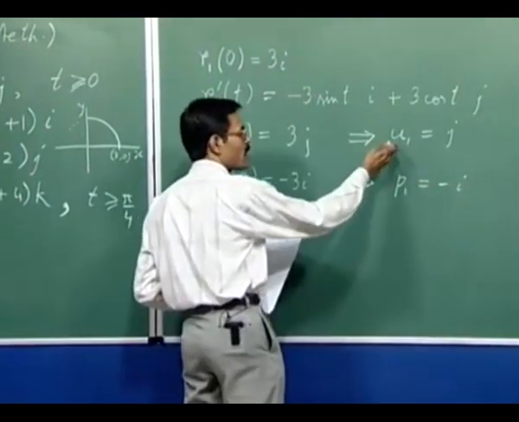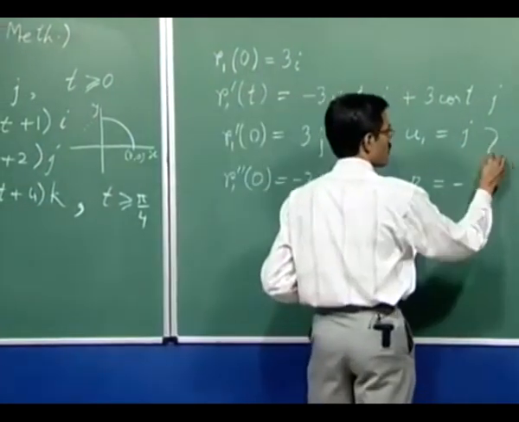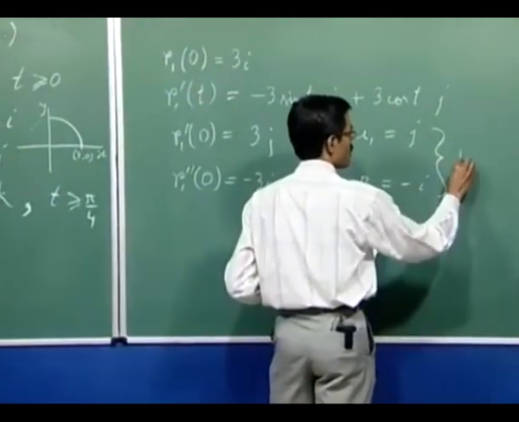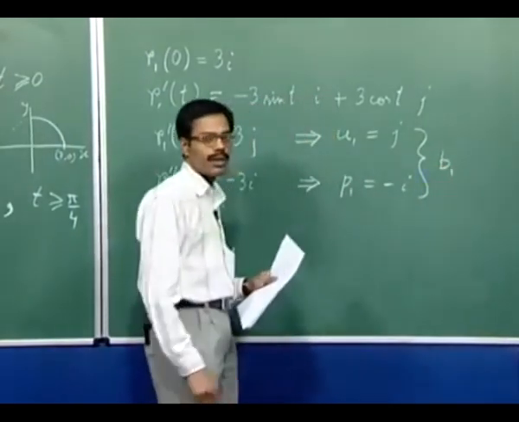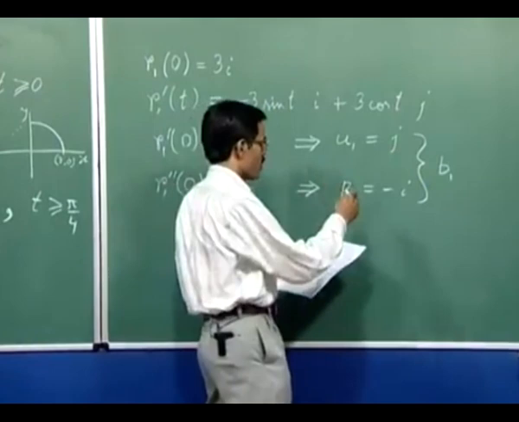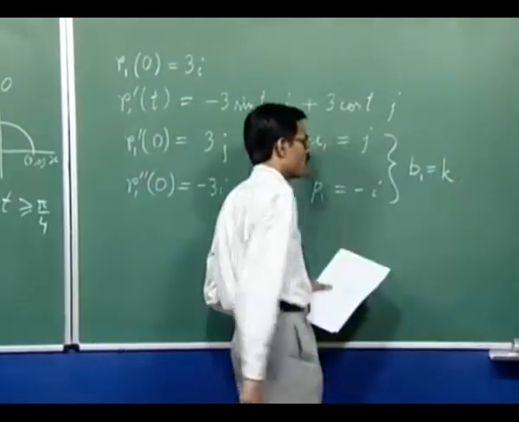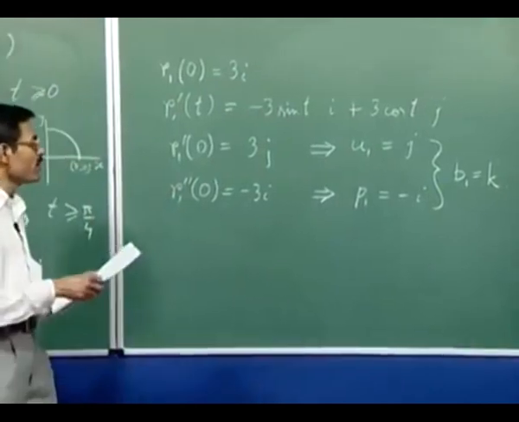Okay. So if unit tangent is there, unit principal normal is there, then from these two we can work out what is the binormal, right, u1 cross p1. So j cross minus i, we will get that as k. Okay. Now this much we have in hand.